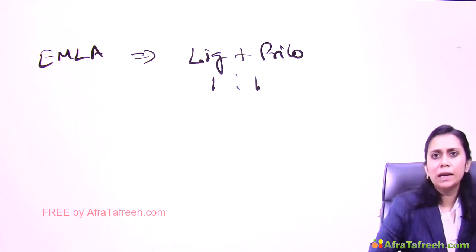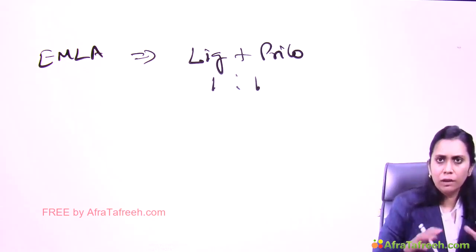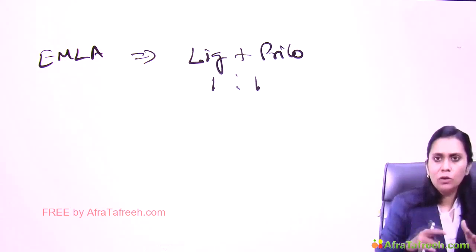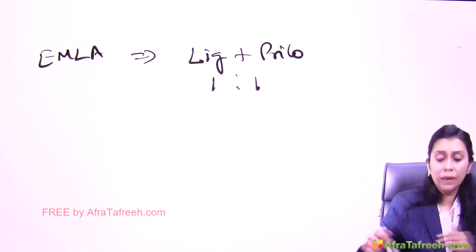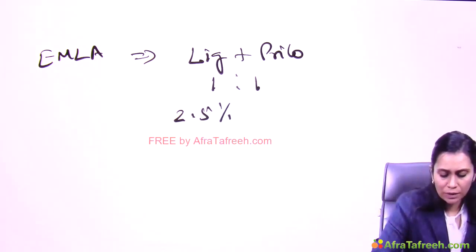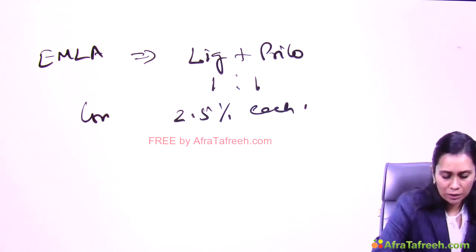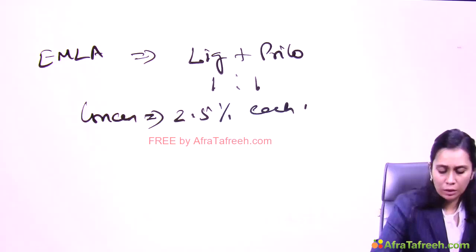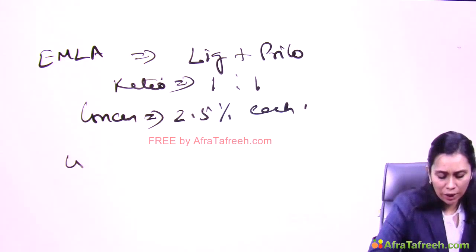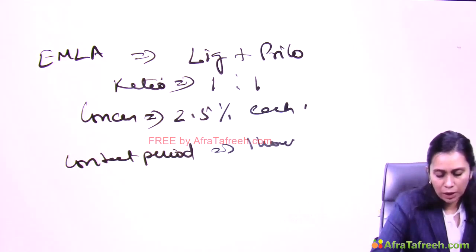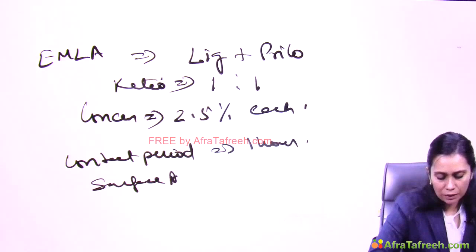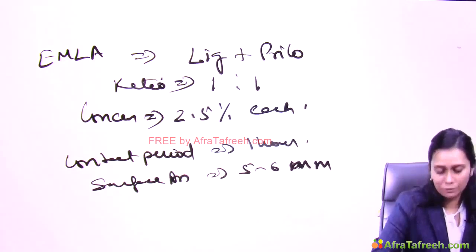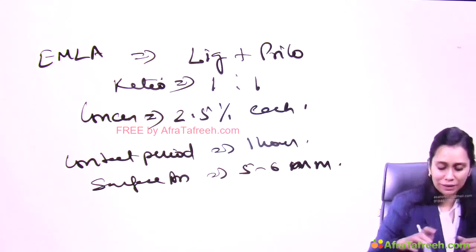Superficial procedures like venous cannulation can be easily done under EMLA cream. There are a few things we need to know about it. Lignocaine and prilocaine are present in equal ratio, 1:1, and equal concentration of 2.5% each. EMLA cream needs a minimum contact period on the skin of 1 hour, and produces surface anesthesia of depth 5 to 6 millimeter.